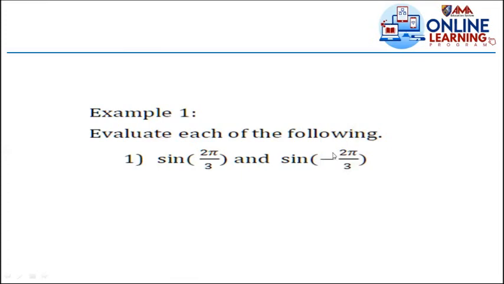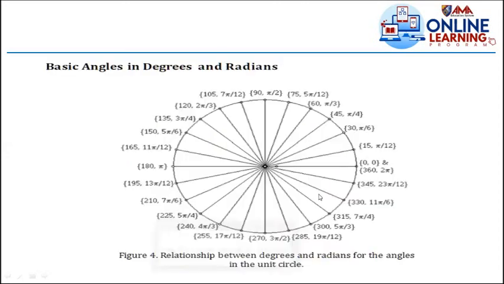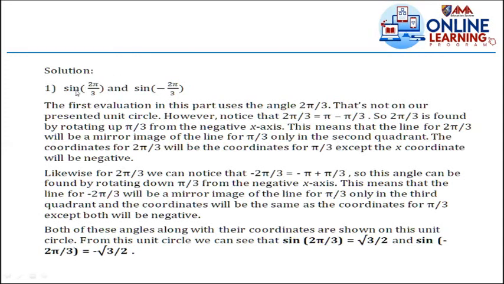Example number 1. Evaluate each of the following: sine 2 pi all over 3 and sine negative 2 pi all over 3. So we're going to look at our unit circle. This is now our 2 pi all over 3. So how are we going to do that? Solution: sine 2 pi all over 3 and sine negative 2 pi all over 3. It says that the first evaluation in this part uses the angle 2 pi all over 3. That's not on our presented unit circle.